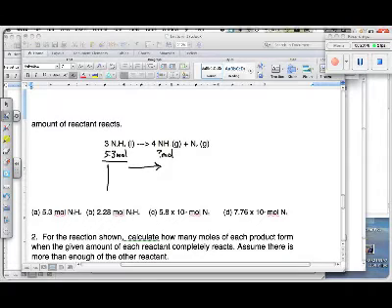So you're going from what you're given to moles if you needed to change, then you move to what you're being asked about, and then you go back to whatever amount they are asking. So if you can keep it straight, keep it organized, this is really not that difficult.